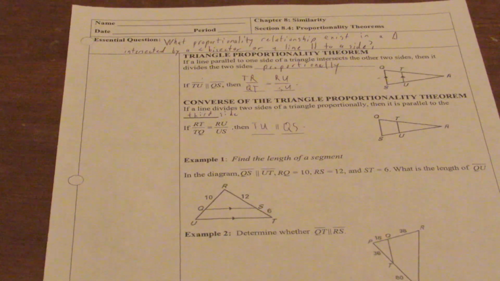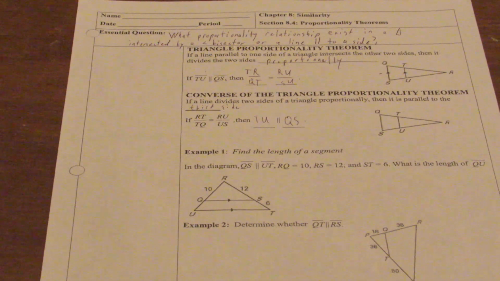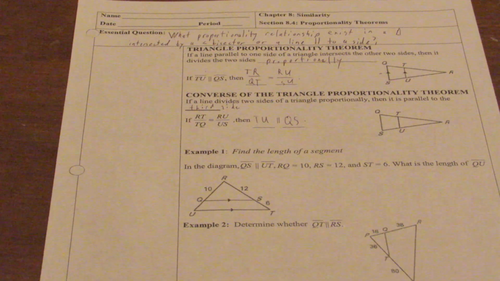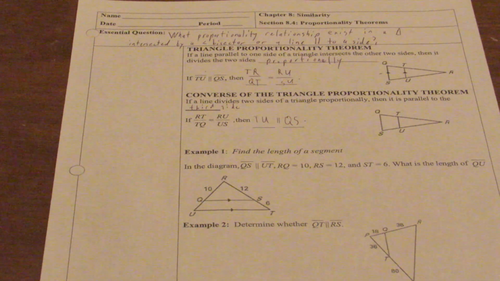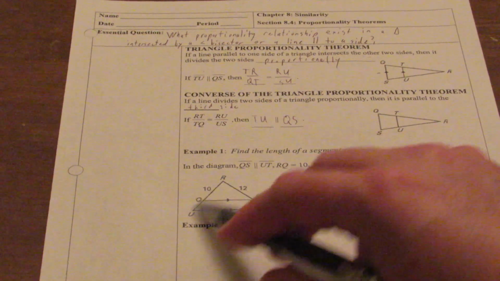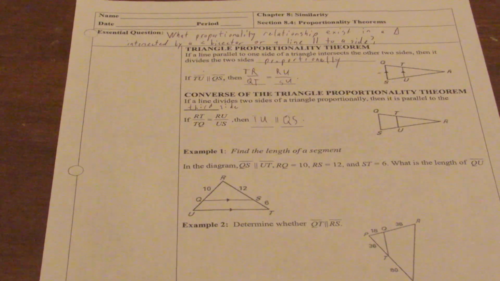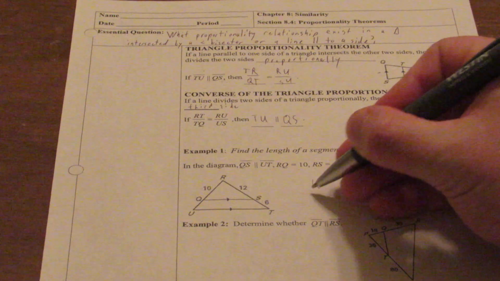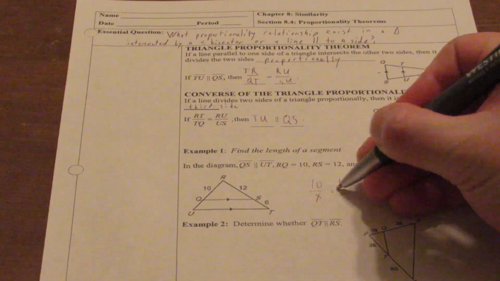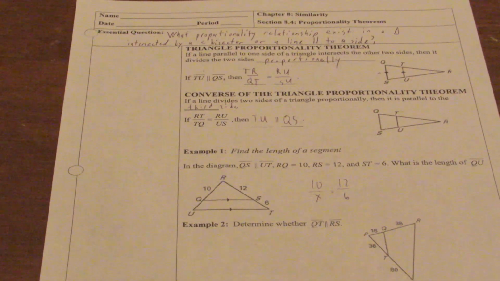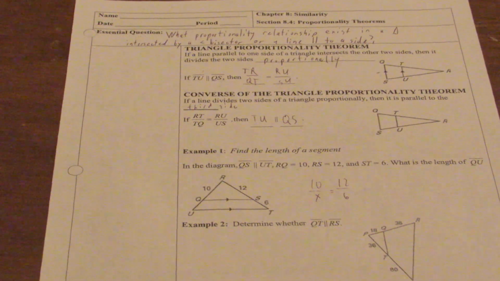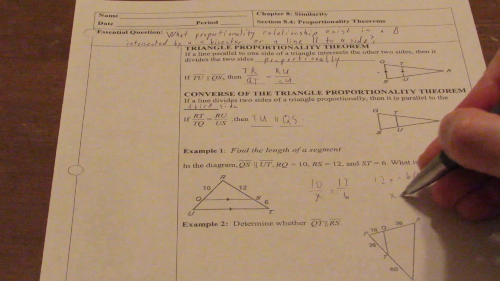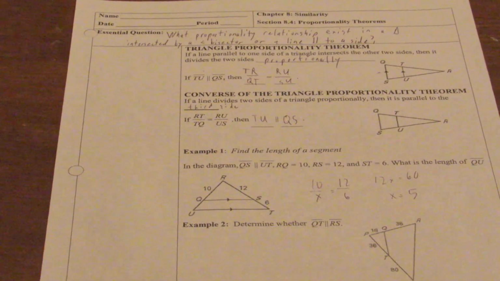So example 1, in the diagram, QS is parallel to UT, RQ is 10, RS is 12, and ST is 6. We want to find QU. So just set up the fractions. And again, I would just divide this as fractions. I have 10 over X. I have 12 over 6. I can reduce if it's helpful. Here my numbers aren't that bad, so I'll just cross multiply. 12x equals 60. X equals 5.